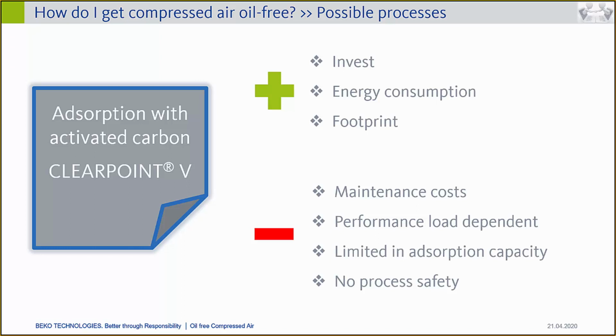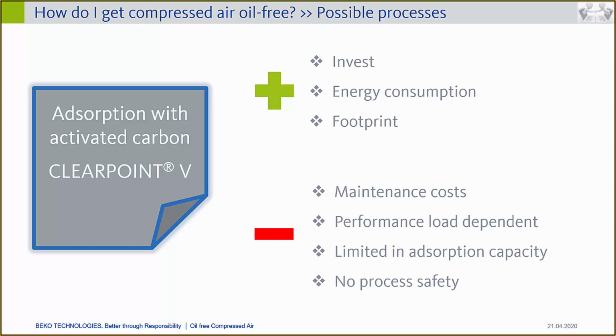Additionally, the carbon tower or the adsorption process is sensitive to high inlet dew points. We will also pick up that point in a few slides later. So it also has a limited adsorption capacity. That is based on physical processes and parameters, which will also be described in some of the next slides. And there's no process safety, because these towers have no control units. So there's always a risk of some kind of oil being carried out of the tower into the application of the customer.